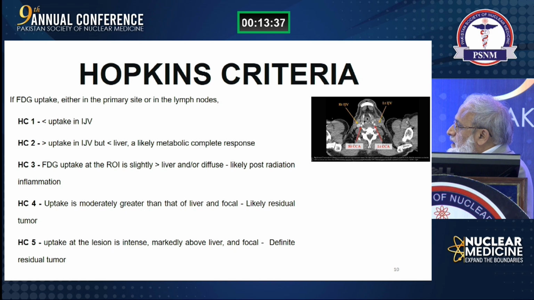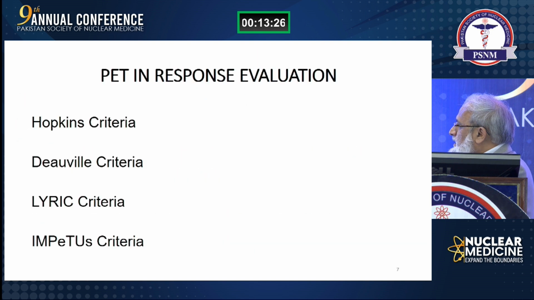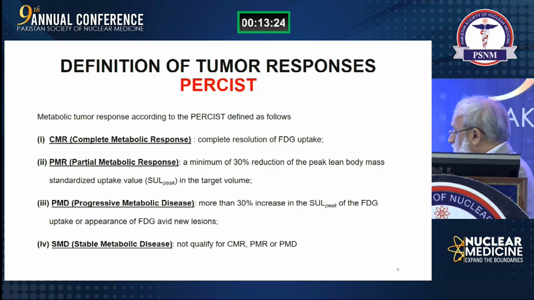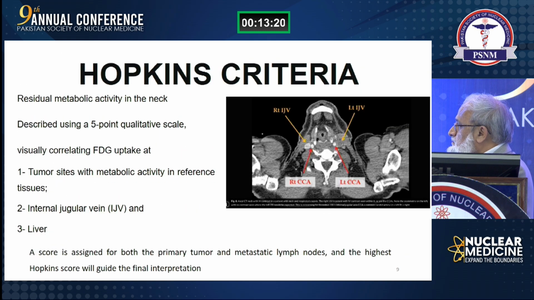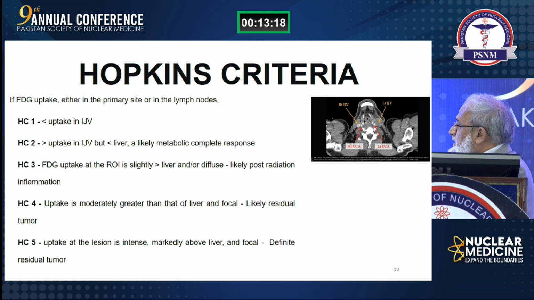Hopkins criteria is from Johns Hopkins University. Hopkins criteria 1 is when uptake is less than the internal jugular vein. And of course, we need a contrast study in order to identify the vessels, mark them, and calculate the SUV over them.